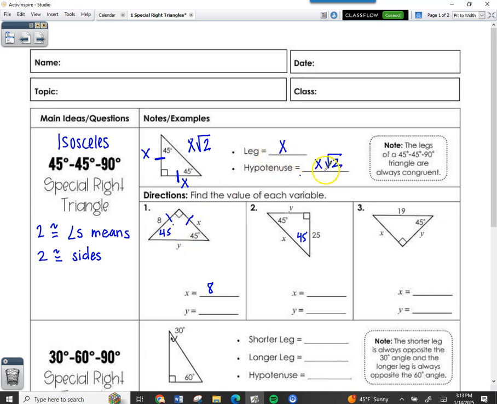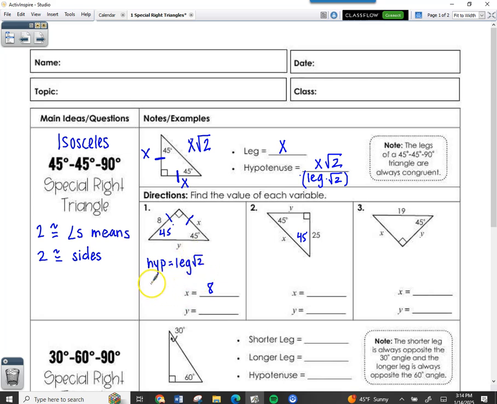The hypotenuse, look over here. You may want to write this. The hypotenuse is the leg times root 2. That's where the whole X root 2 comes in. It's the leg times root 2. So here we go. The hypotenuse, right? Hypotenuse equals leg times root 2.